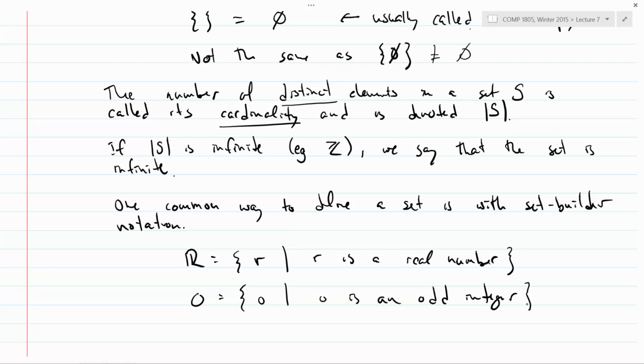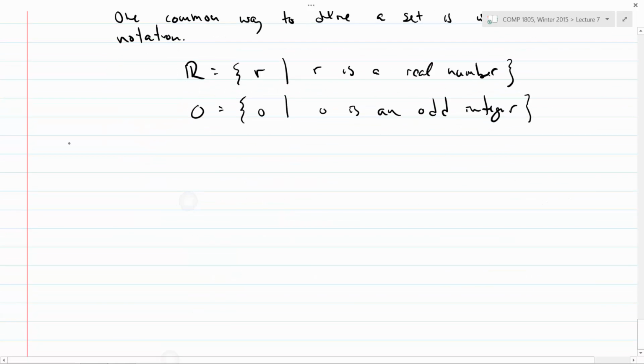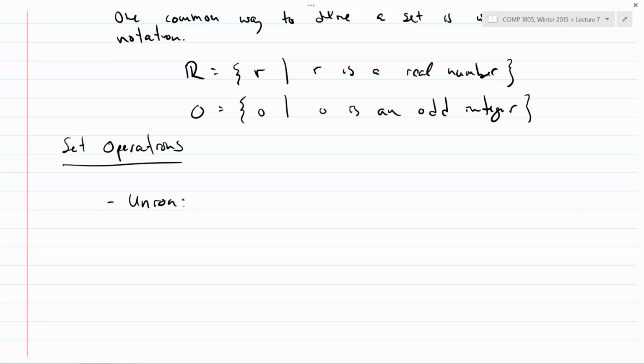All right, so now I've defined what sets are. So the next thing we'll do is talk about the things you can do with them. And those are the set operations. So these are operations you can perform on sets. The first one is the union. So given two sets A and B, the union is the set of all elements that are in either A or in B.